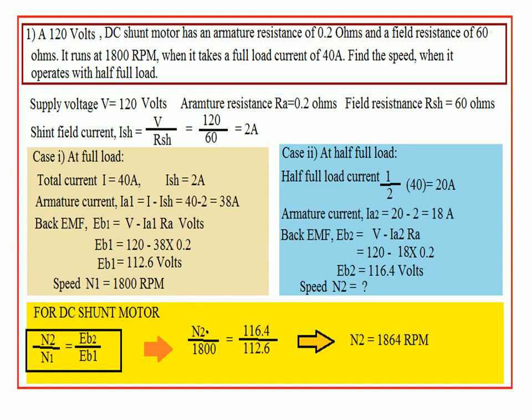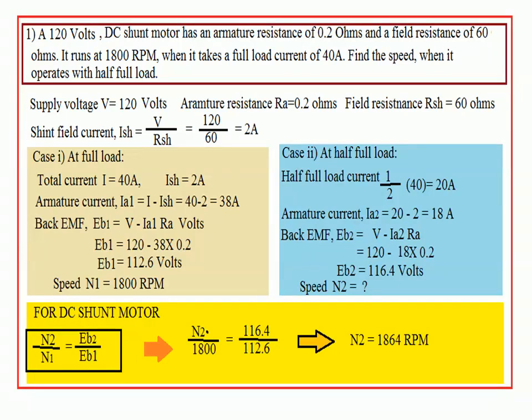Now we have to solve one problem. First step, identify whether the given motor is a shunt motor or a series motor, and use the respective back EMF, that's all. Now in the given problem it is a shunt motor. Hence, you write down case 1 and case 2. The given problem at full load condition is case number 1. At half full load condition is case number 2.